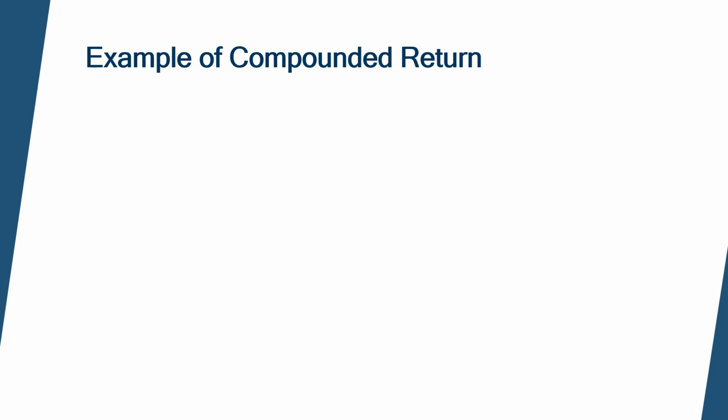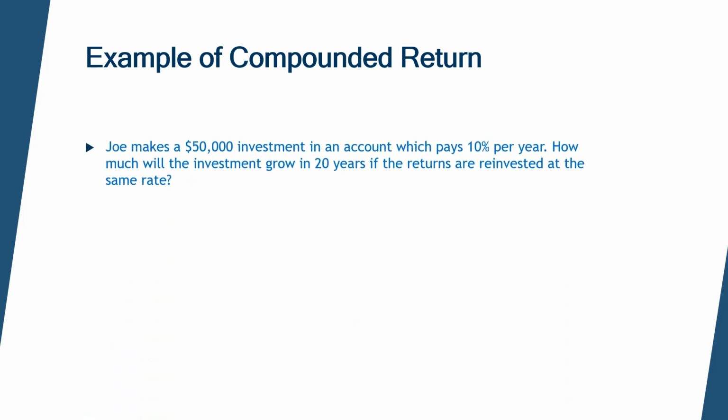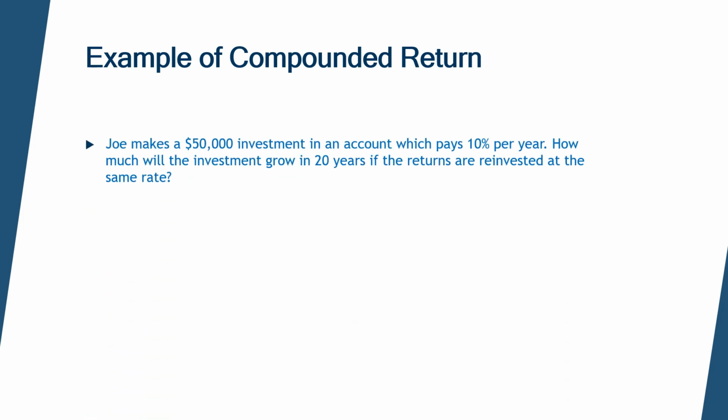Now let's look at a compounded return. We'll take that same example, the $50,000 investment over 20 years at 10% per year. And this time we'll reinvest the returns at that 10%.